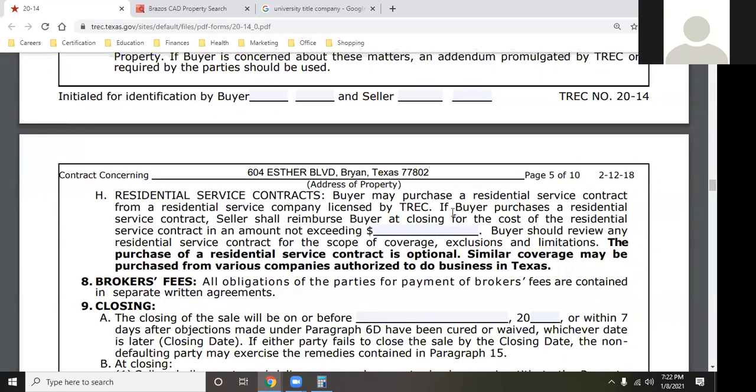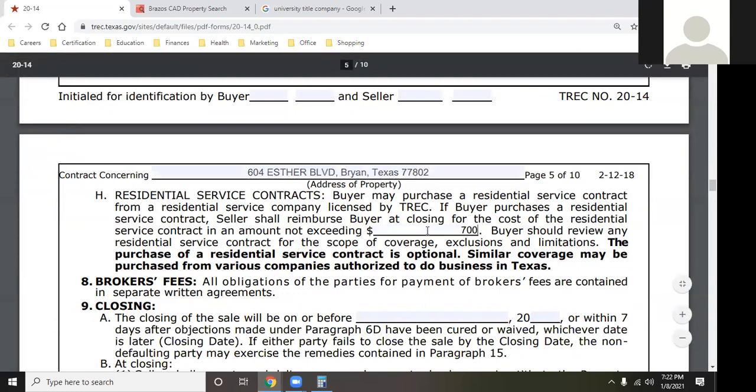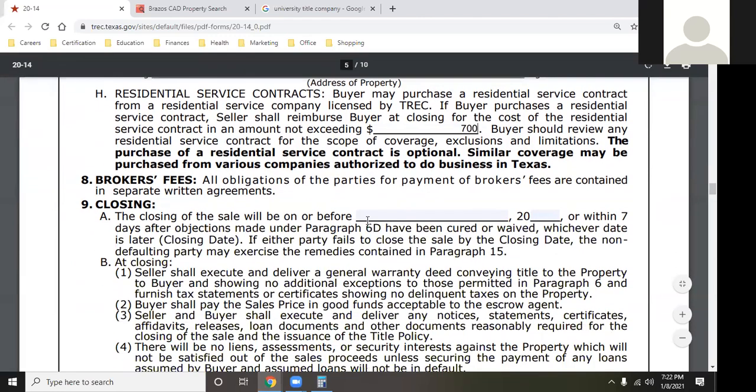Now this is that home warranty. Of course, Mr. Grossman wants the best of the best home warranty, so he's going to put $700. Okay? That's what he's going to put. He's going to put his closing for February 12th, 2021. Okay?